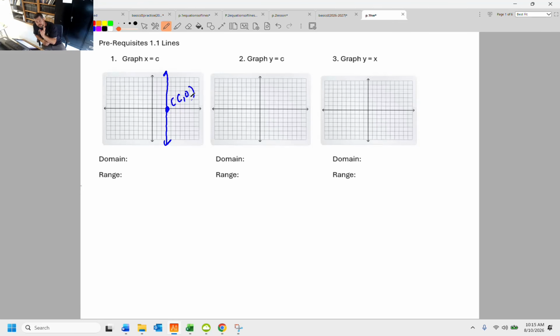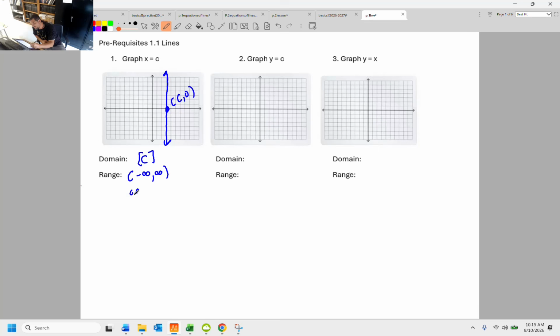This thing has a domain of whatever this constant is. Like right now I'm crossing 3. I'm just going to say the domain is C, this constant, whatever x is. That's what it is. Its range, it falls forever and it rises forever. If we use interval notation, we would say that's negative infinity to infinity.